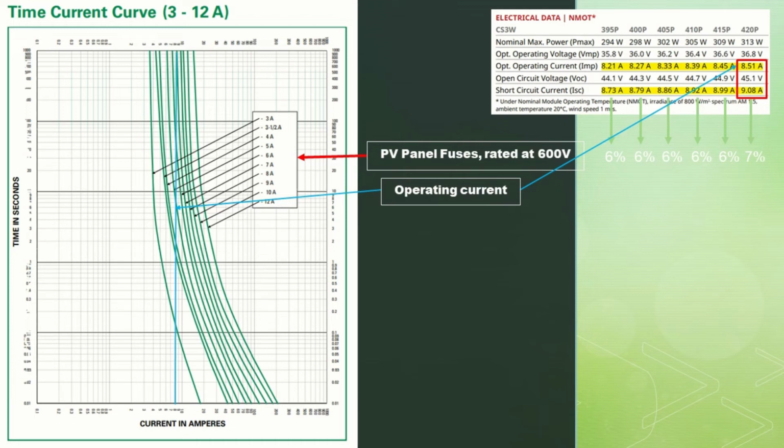Let's take the operating current for the 420 watt PV panel, and indicate that as the blue vertical line on the fuse curve. We do the same for the trip current for the 420 watt PV panel. The trip current is drawn as the vertical red line to the right of the blue line representing the operating current.